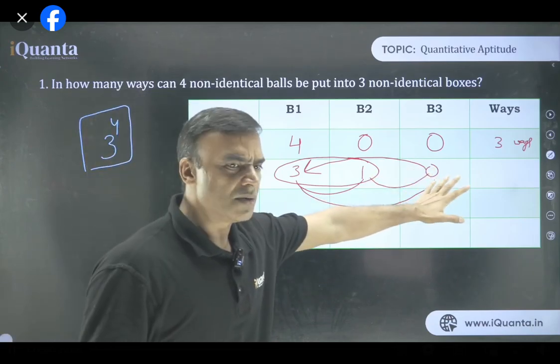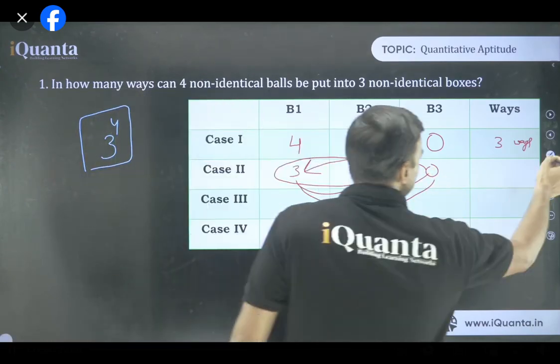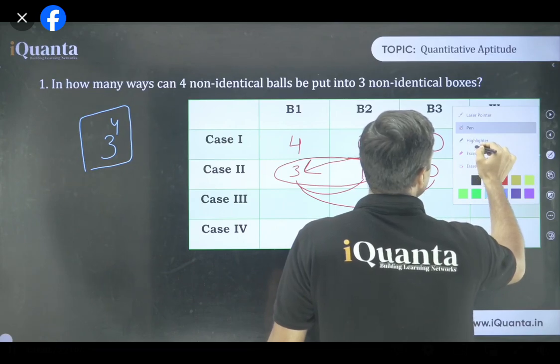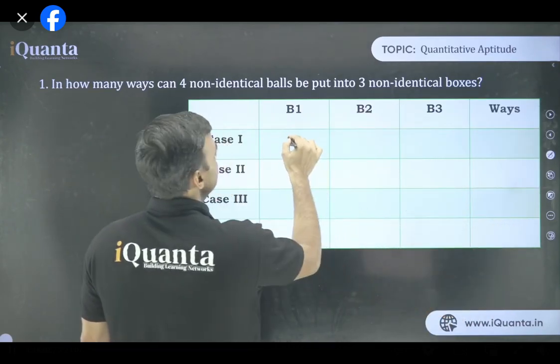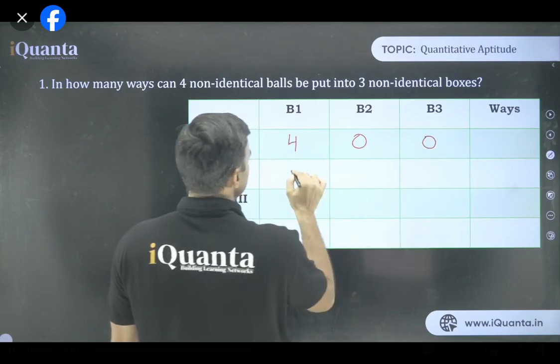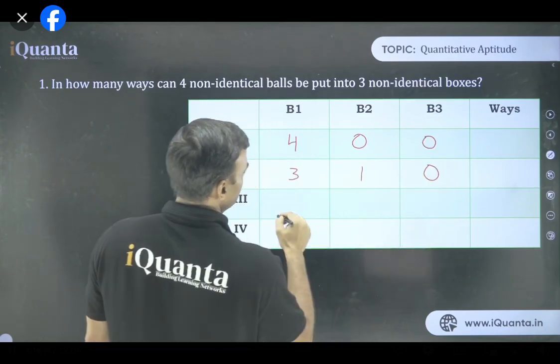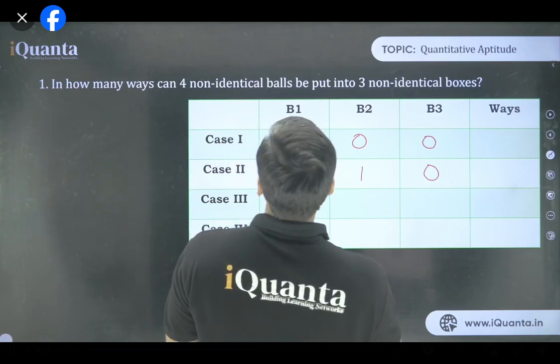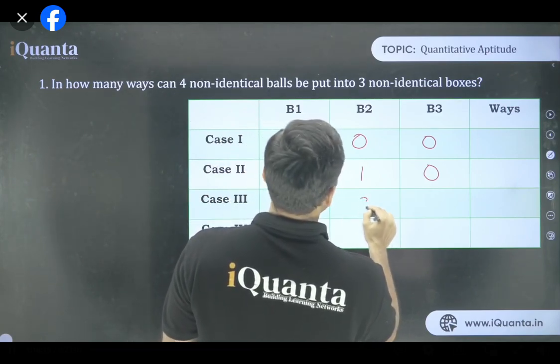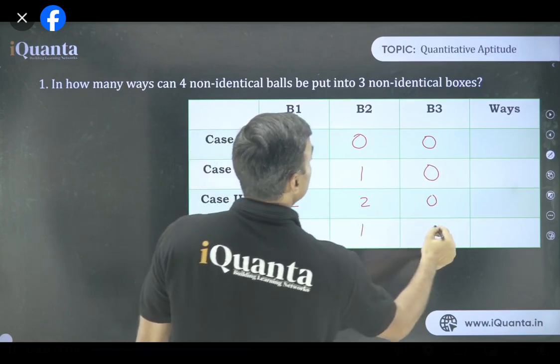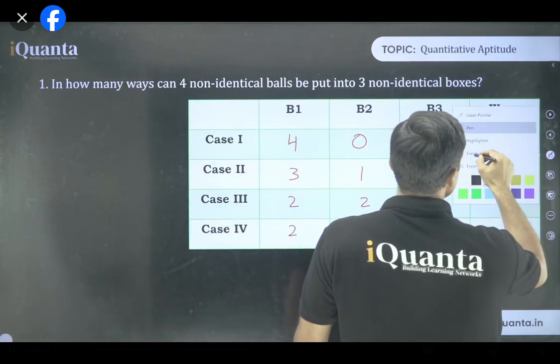अभी हम उसको करेंगे नहीं. We'll not get into that. I'm just trying to show it to you. Okay? And there'll be other cases also, na? So what I'll do is I'll just look at the division cases. So one situation is 4, 0, 0. One situation is 3, 1, 0. One situation is 2, 2, 0 and 2, 1, 1.